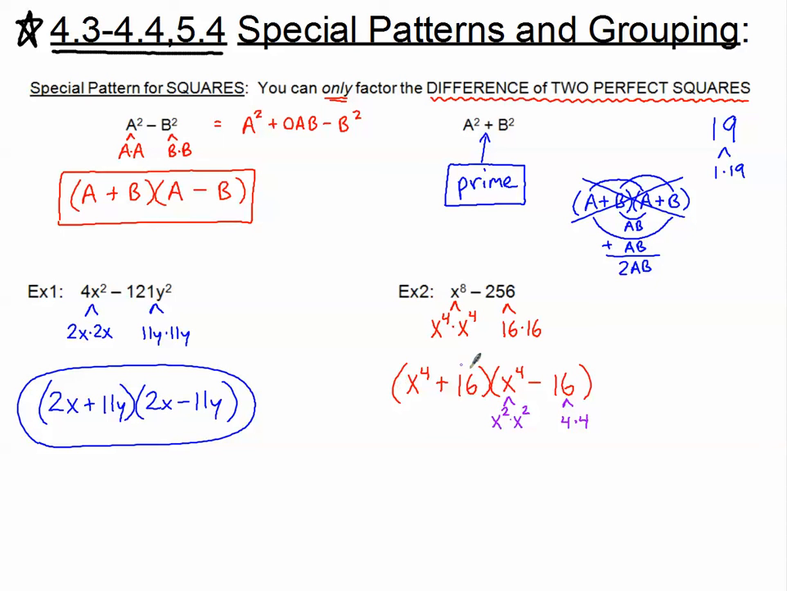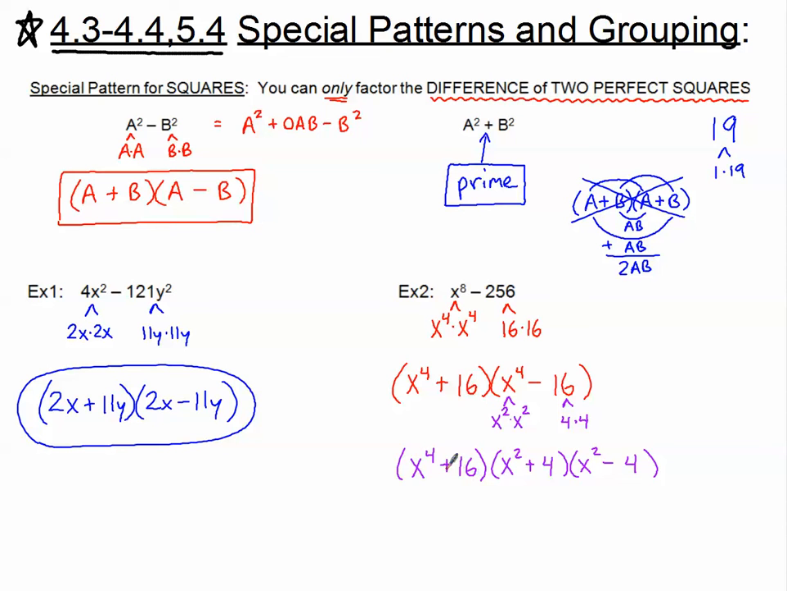Now this first set of parentheses, of course, we can't do anything with, so it's just going to remain in our answer, x to the fourth plus 16. Don't forget about that, of course. But the second set of parentheses can factor again using our difference of two perfect squares pattern. X squared goes in the front, 4 goes in the back, one's positive, one's negative. Guess what? There is still more to do. Isn't this fun?